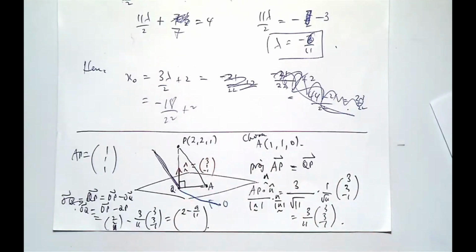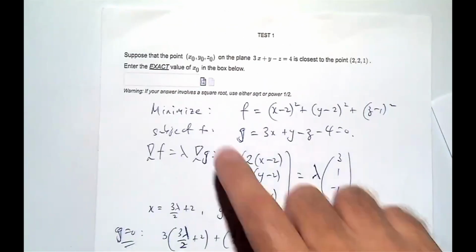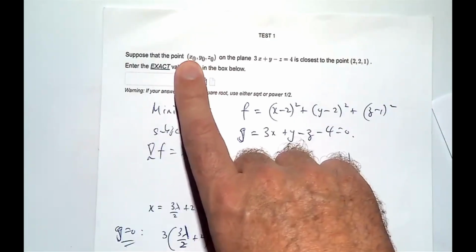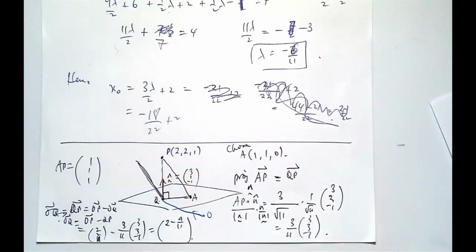Okay? And it only asks you for the x component of it in the question, right? The exact value of the first component. So I only computed that. I couldn't be bothered doing the rest.